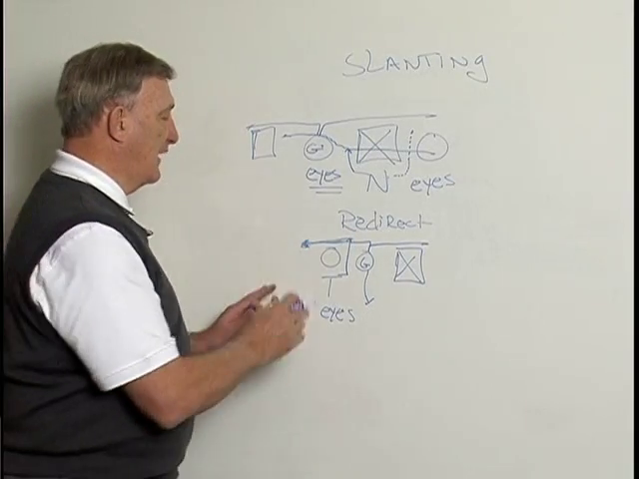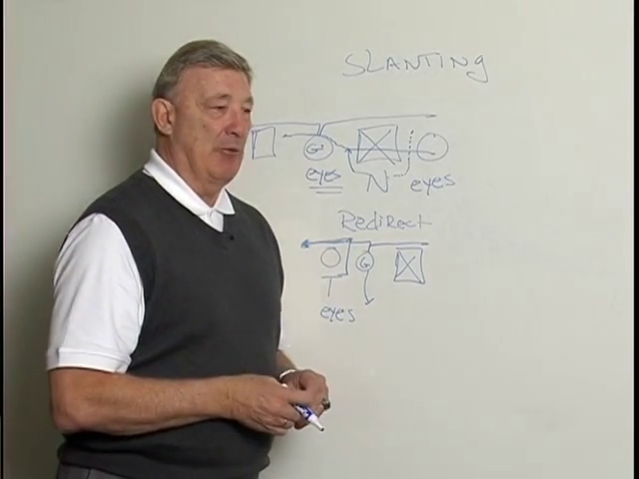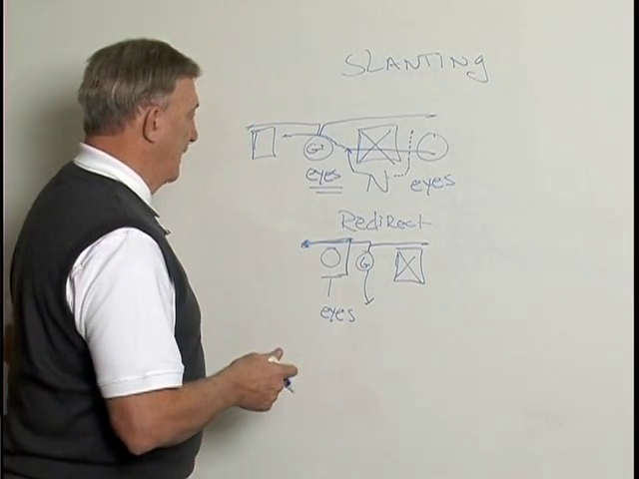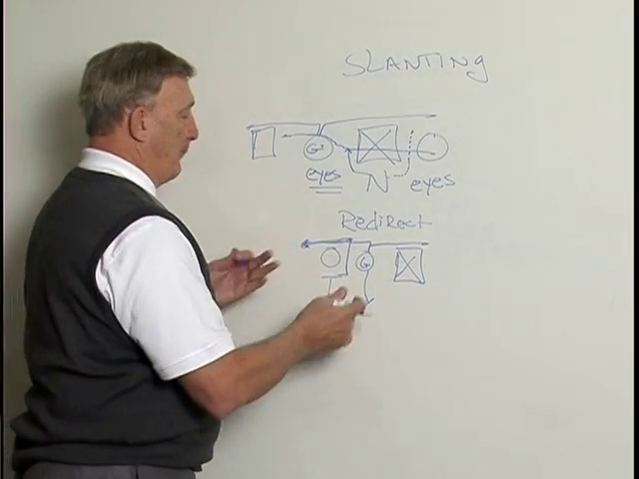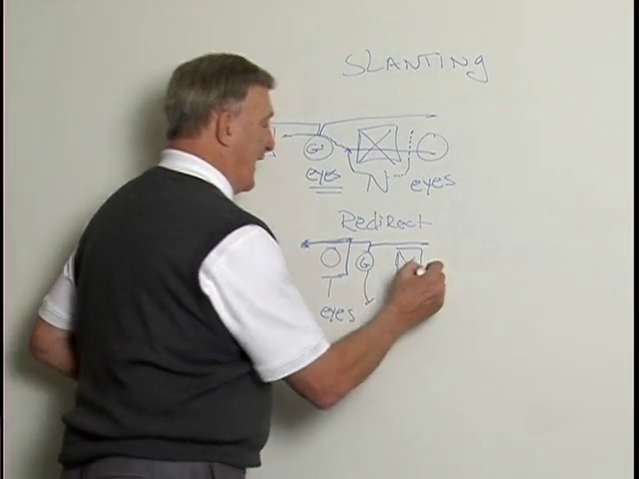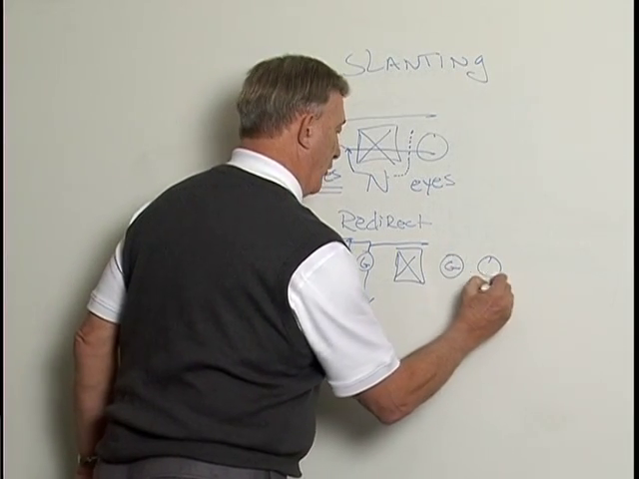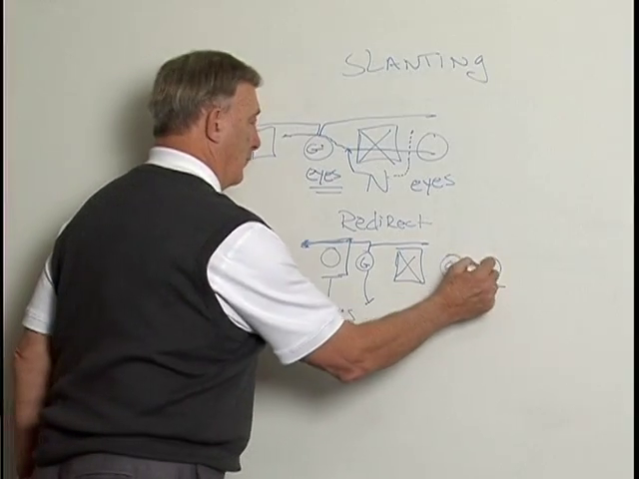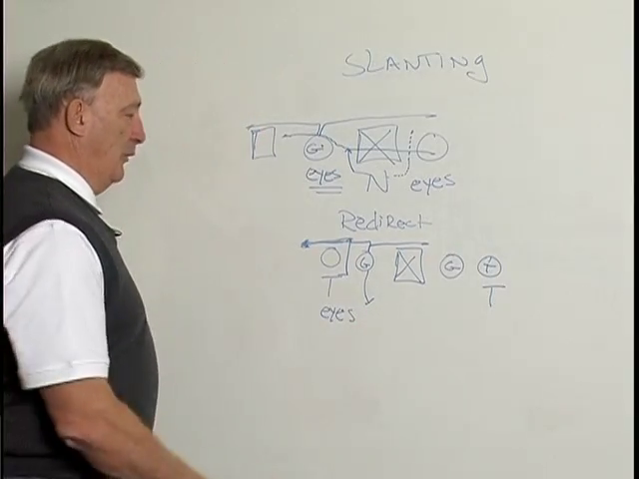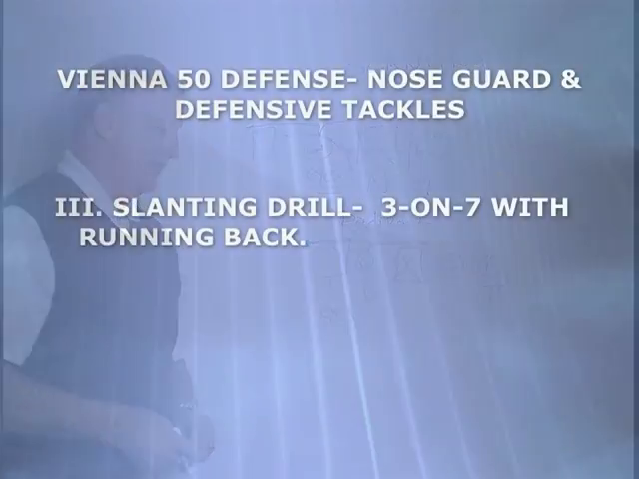And those are just key things that we have to learn to do, and we're going to do them in practice, okay? Now, more often than not, as we progress, we're teaching it on one side, but then we will go and we will do both. We'll have two tackles, and we'll just work on slanting both directions.